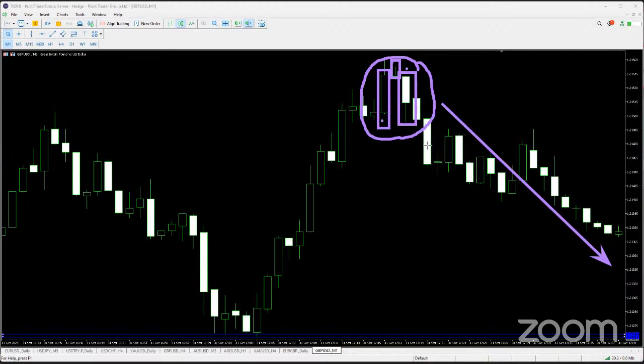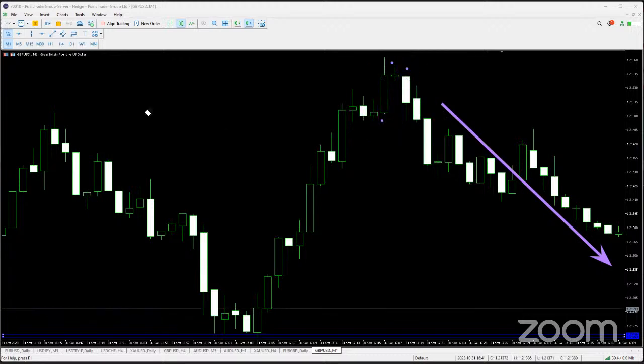Why? Because this would reflect what's happening in the market from a psychological point of view. Buyers are going up, they are losing control. They are losing power, as you can see. And this could be clearly seen when you look at this small candle, very small candle.